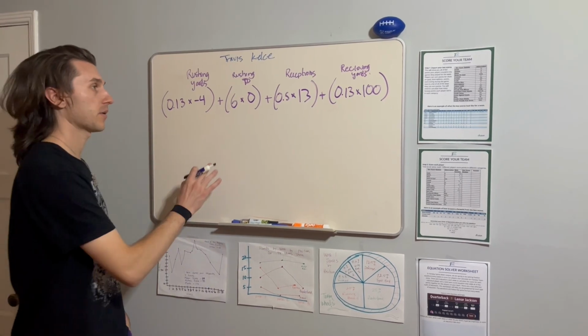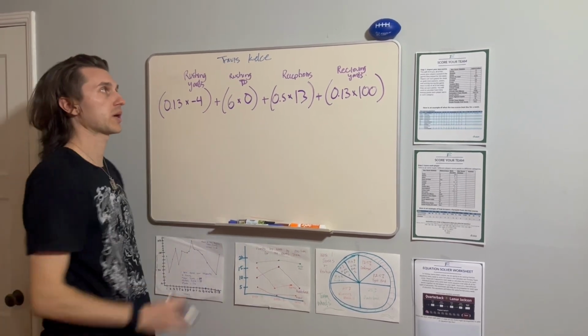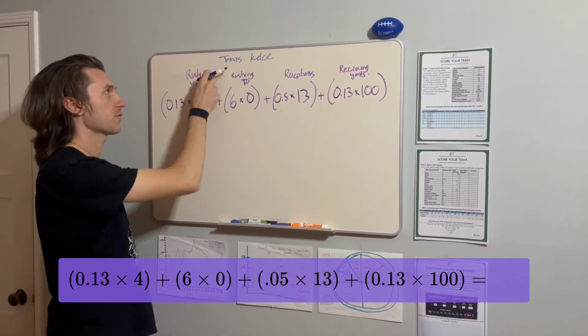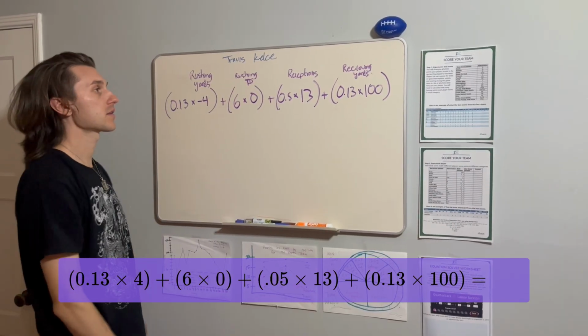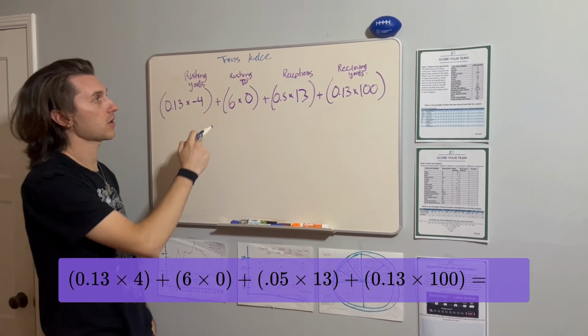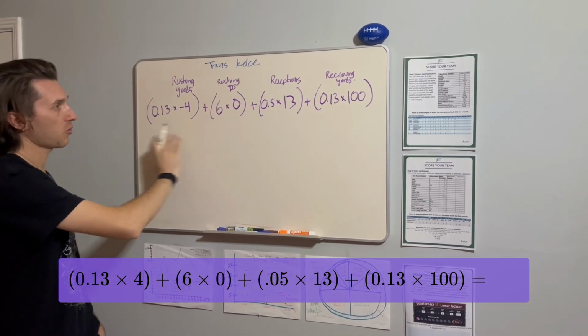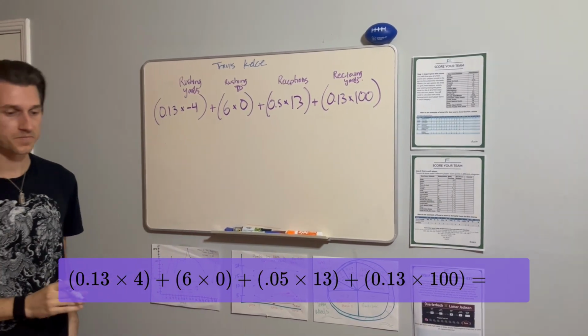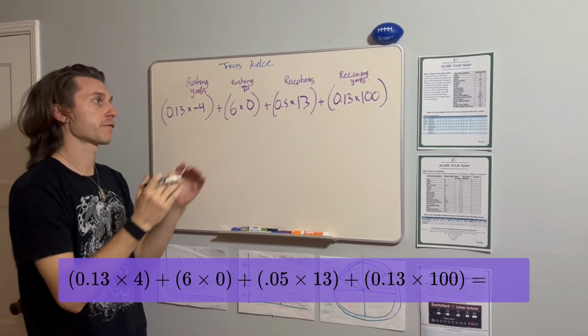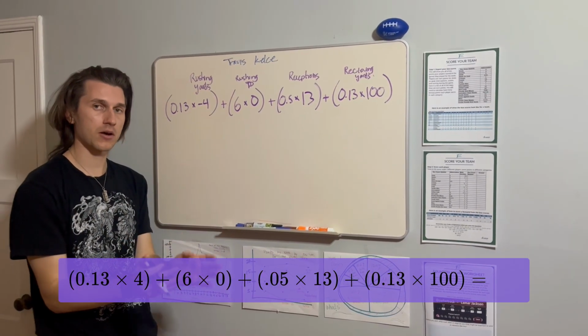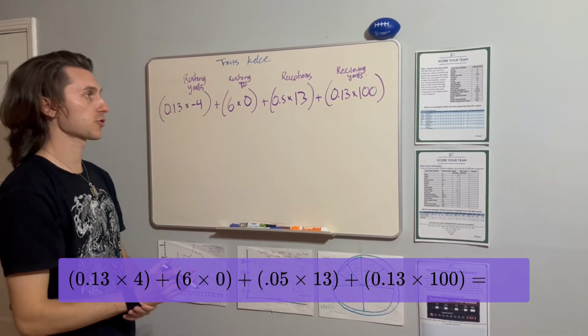All right, here we are with an example of a decimal equation. This one is going to be for Travis Kelce. We can see his rushing yards, his touchdowns, his receptions, and his receiving yards for this week. This equation will be provided for you. And if you remember, our first step is to break the problem down into smaller, more manageable chunks.